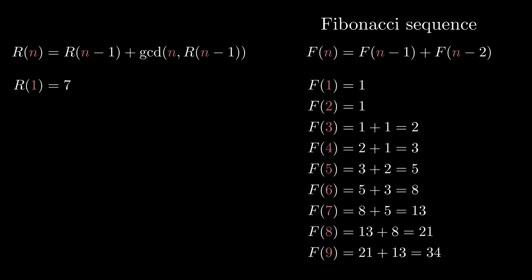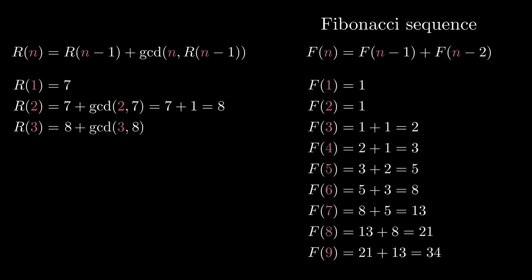But with the initial term 7, the second term is 7 plus the GCD of 2 and 7. The GCD is 1, so we get 8. The third term is 8 plus the GCD of 3 and 8. This GCD is also 1, so we get 9. The next GCD is the GCD of 4 and 9, which is also 1, so at the fourth term we also step up by 1 to 10. The terms so far are 7, 8, 9, and 10.